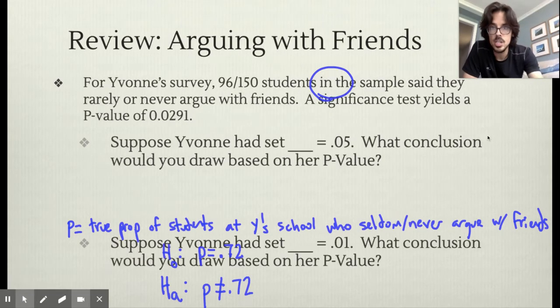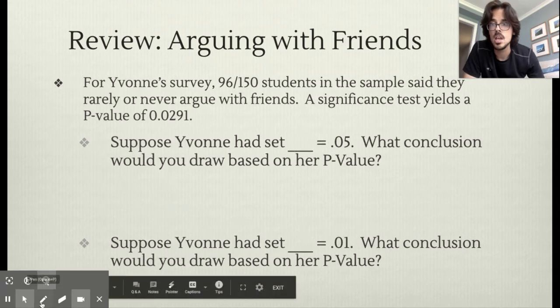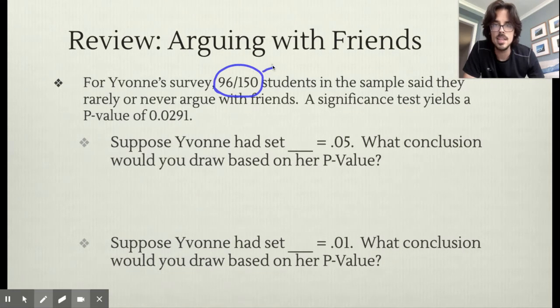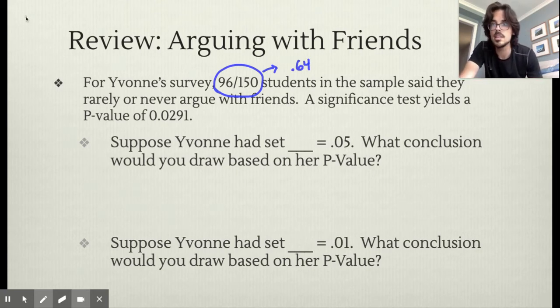So then she conducts her study, and in her study, 96 out of 150 of the presumably randomly selected students say they rarely or never argue with friends. The first thing is 96 out of 150. As a decimal, I believe that's 64%. Check that just real quick to make sure. So she does her little survey, and she gets 64% in her sample. If you remember from the last slide, our H0 was that p equals 0.72, and then HA was that p is not equal to 0.72.